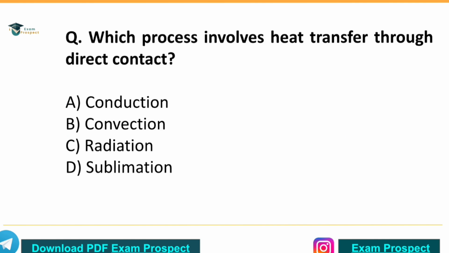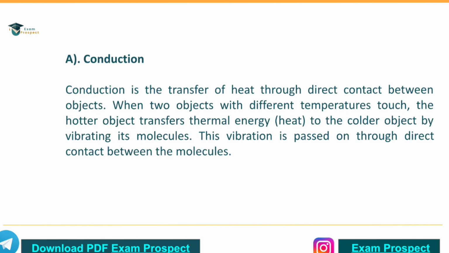Next question. Which process involves heat transfer through direct contact? The correct answer is option A, conduction. Conduction is the transfer of heat through direct contact between objects. When two objects with different temperatures touch, the hotter object transfers thermal energy, called heat, to the colder object by vibrating its molecules, and this vibration is passed on through direct contact between the molecules.